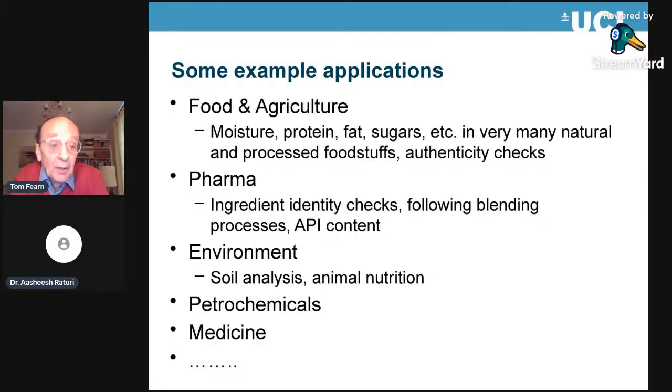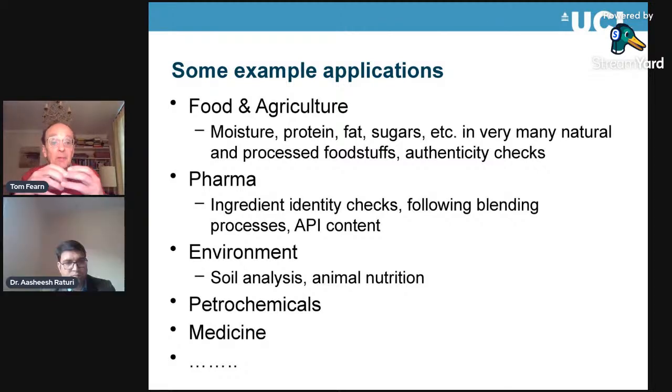You can measure API, the content of the active ingredient in tablets, as well. And an interesting application is following blending processes. A lot of pharmaceutical tablets are made by blending various powders in a rotating drum. You can actually use NIR to measure the extent to which the blending is complete and when to stop the process. And that's another important application.